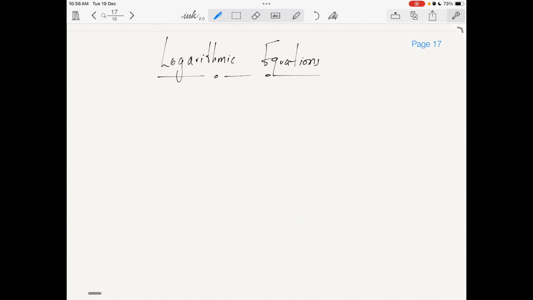So now we'll be going on to logarithm equations. So we have examples to show how these expressions and equations can be manipulated. So let's do number one. We were asked to simplify log to base a of x squared plus 3 log to base a of x minus 2 log to base a of 4x.